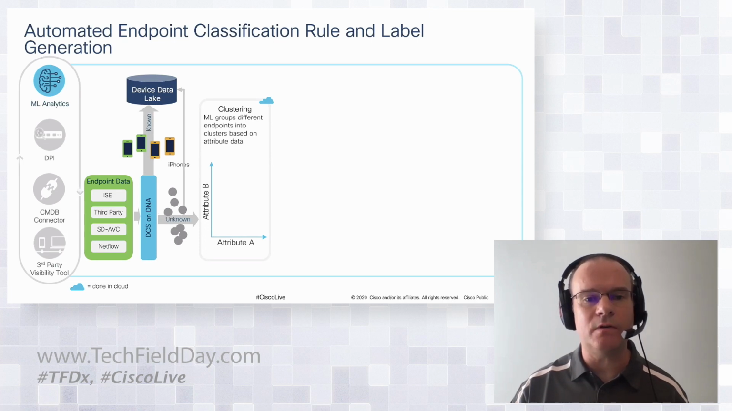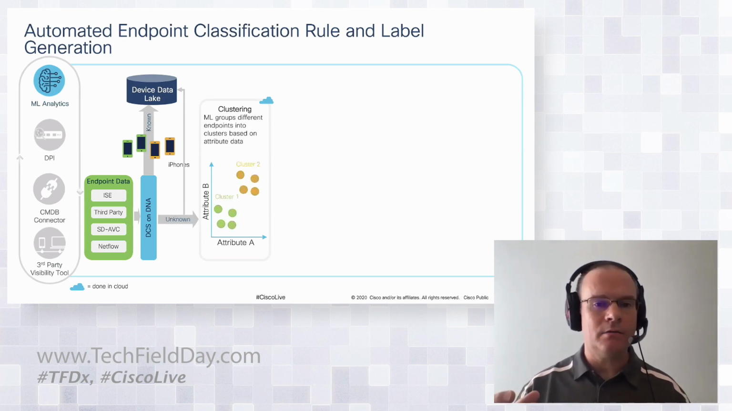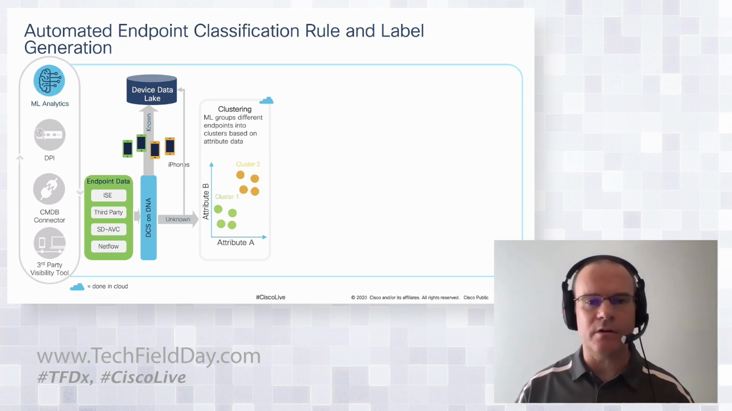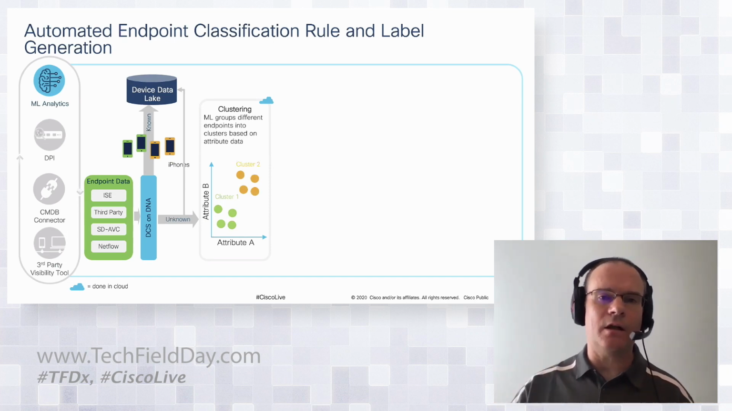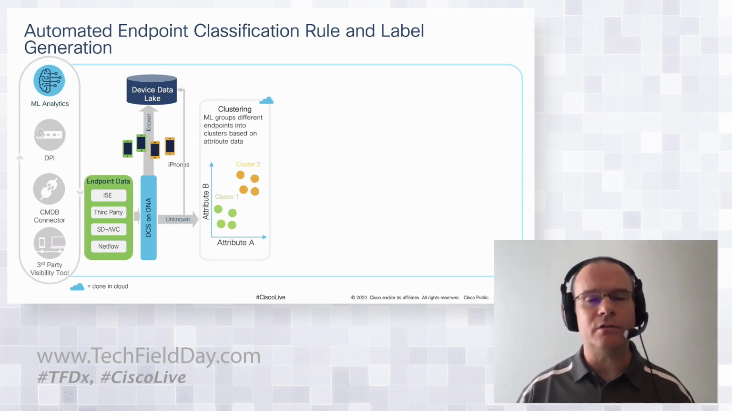So what we want to be able to do is acquire data from a number of different sources, ICE, third parties. We want to send that data from the on-prem data lake into the cloud. And then we want to run machine learning against it. And the more data that we can get from the environments, the better our machine learning has become.